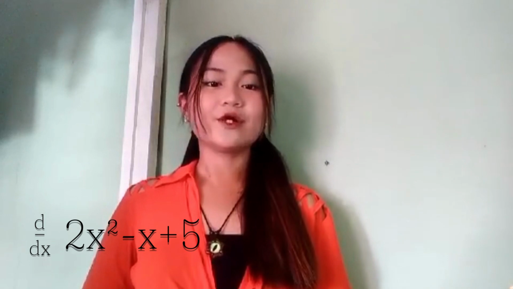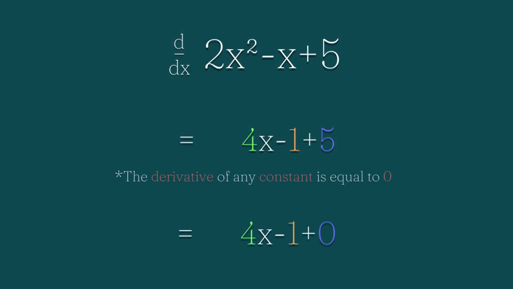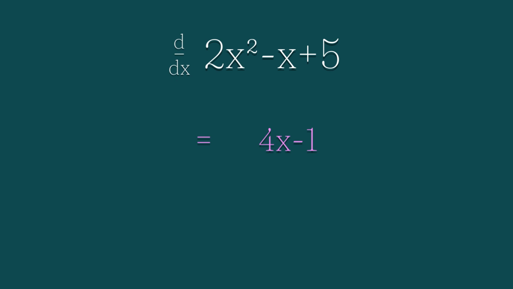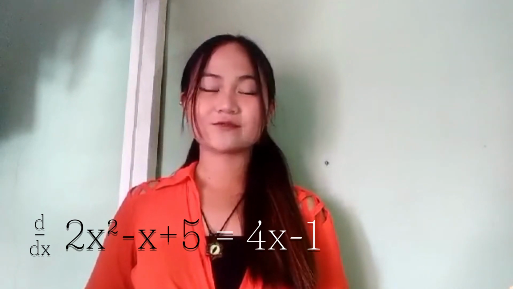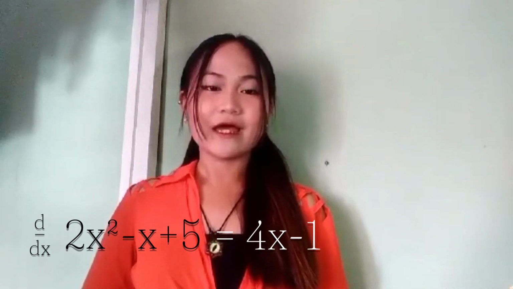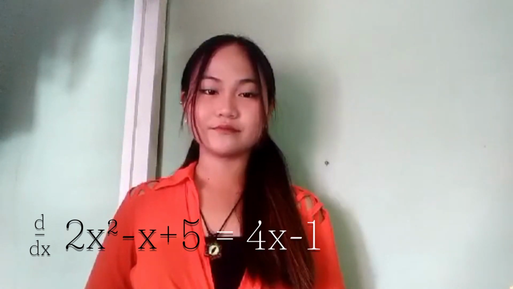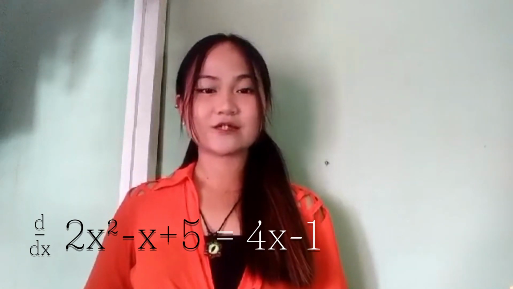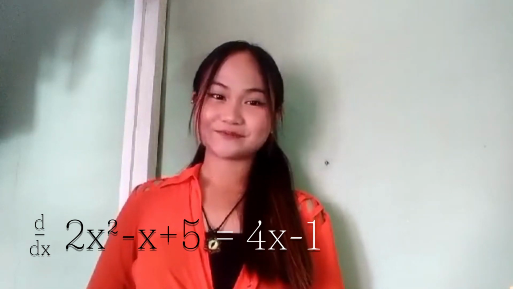For the third term, we have 5. 5 is a constant, so differentiating it will result in 0. Finally, we will have 4x minus 1 plus 0, or 4x minus 1. The f prime of x is equal to 4x minus 1 as our final answer.